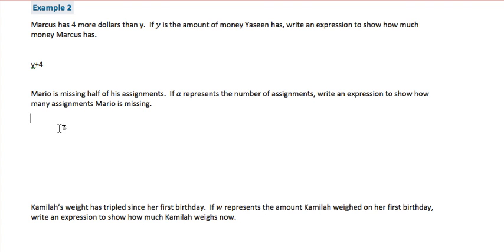A different problem. Mario is missing half of his assignments. If A represents the number of assignments, write an expression to show how many assignments Mario is missing. If we replace his assignments with the letter A, now we have Mario is missing half of A. Of is our operation. Remember, of means multiply. So we have 1/2 A.